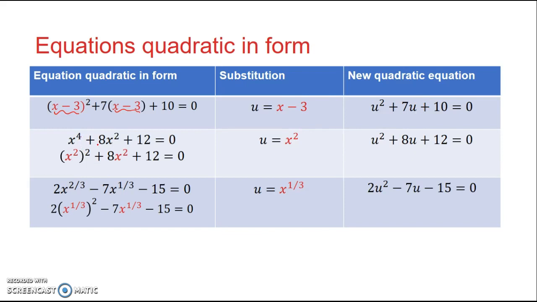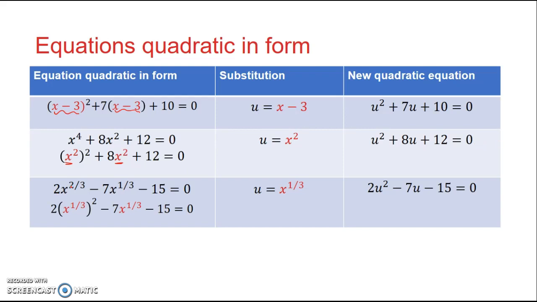x to the 4th plus 8x squared plus 12 equals 0. It's not quadratic because of the power of 4, but notice that x to the 4 is really x squared squared, 8x squared plus 12. So here again is that common x squared. If we let u be x squared and substitute that into the equation, we get u squared plus 8u plus 12, which is a nice quadratic equation.